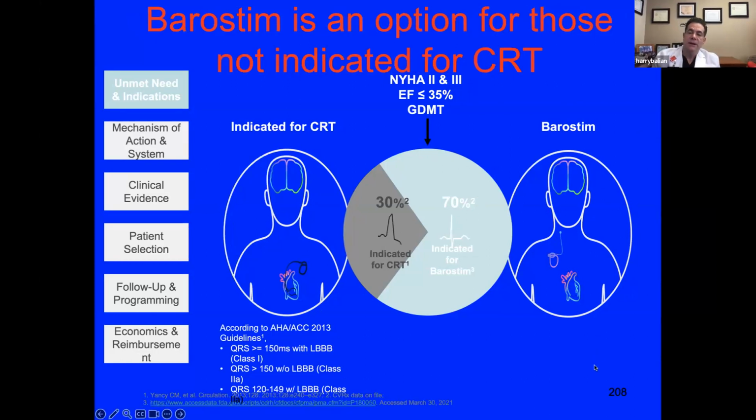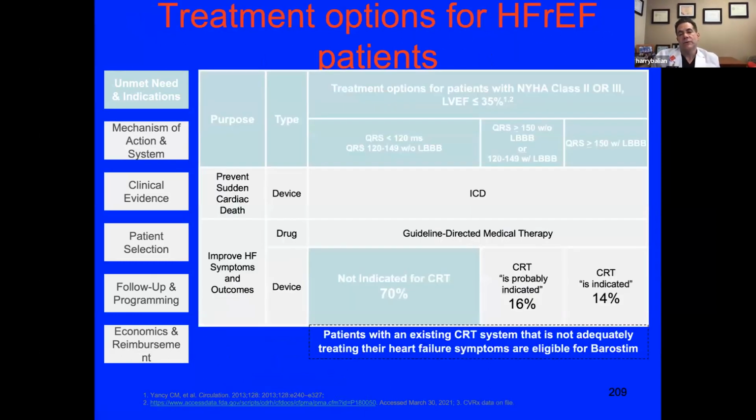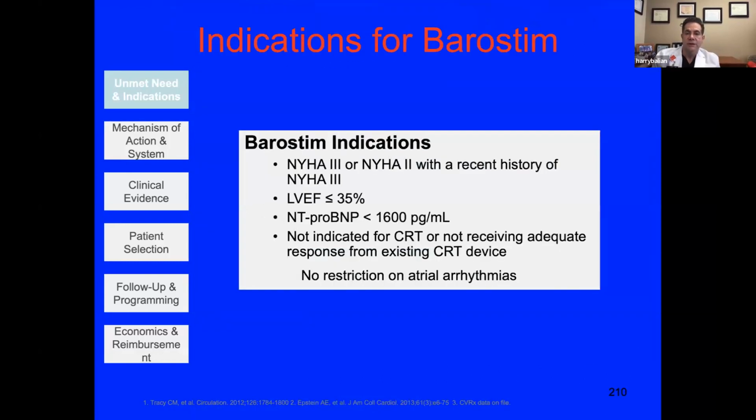So this is when you implant this Barostim device. You put an electrode on the carotid bulb, and it is activated and stimulates the carotid, which decreases the sympathetic output to the heart and improves the overall heart failure symptoms. This is a treatment option for patients with NYHA class 2 or 3, with EF less than 35%. Those are the patients that CRT is not indicated for. Barostim would be an optimal choice for these patients.